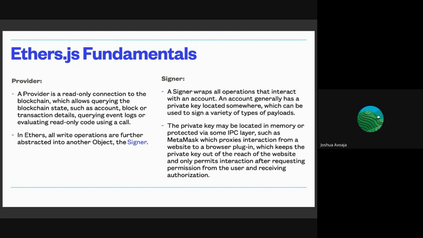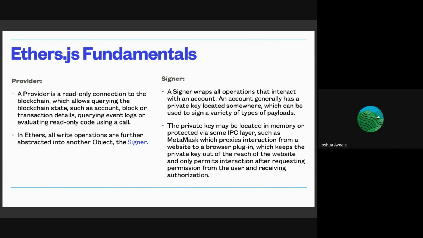So a private key may be located in memory or protected via some IPC layer, such as MetaMask. For instance, when you ask the user to connect their MetaMask wallet to your application, you don't basically have access to their private key. Rather, MetaMask stores the private key in a secure location on their device and provides some sort of communication layer between your application and their wallet.